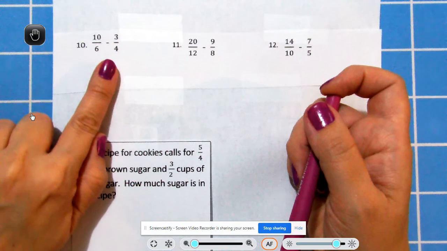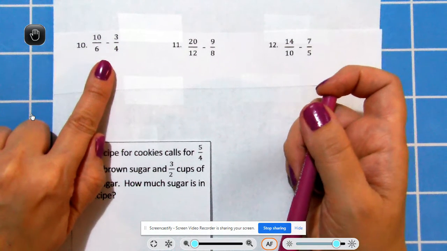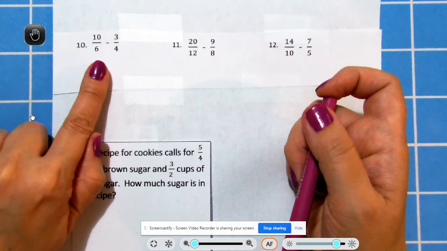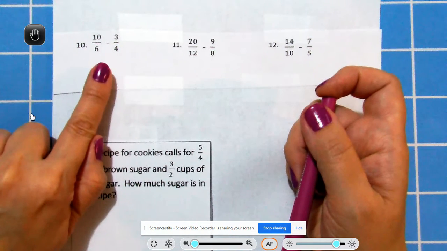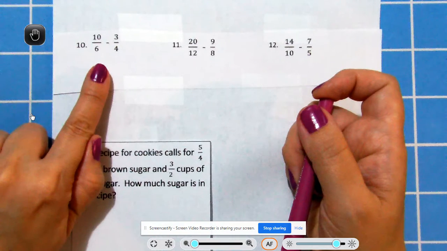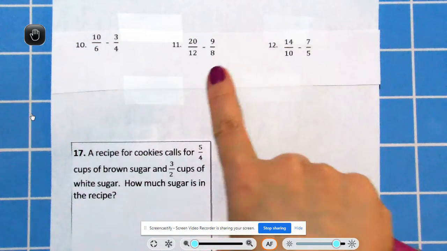This one requires you to do some regrouping, which you don't have to do until 5th grade. I decided to go ahead and leave it in there. I'll show you this one last, just to give you a little preview for what you're going to see in 5th grade. So we're going to start out with this one.